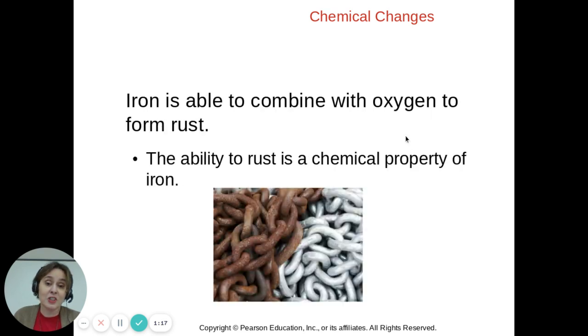Iron metal itself can combine with oxygen to form an iron oxide, which we know is rust. And that's a chemical property. We can't observe that ability happening unless that reaction actually happens. This is not a physical property. If it were a physical property, we'd be able to see it without the change happening. But since a reaction is actually happening, we're going to consider this a chemical property because it goes through a chemical change.